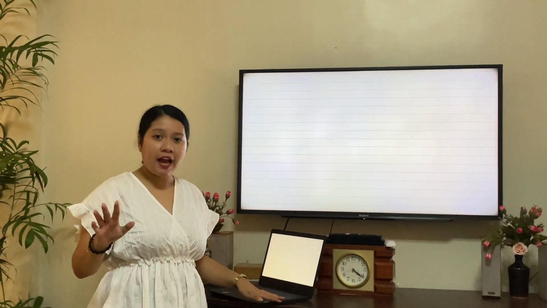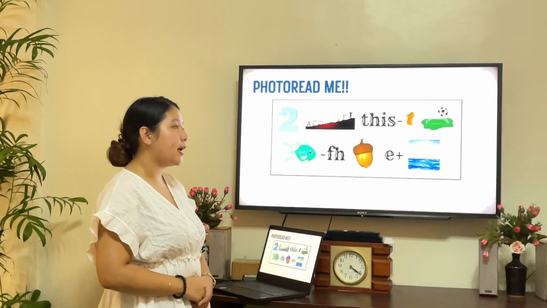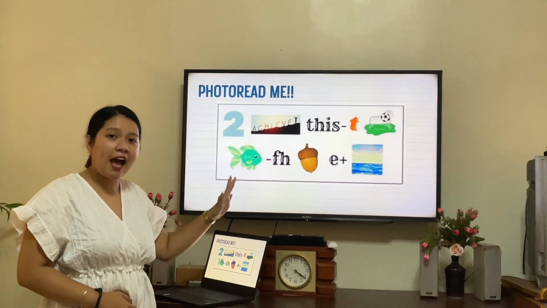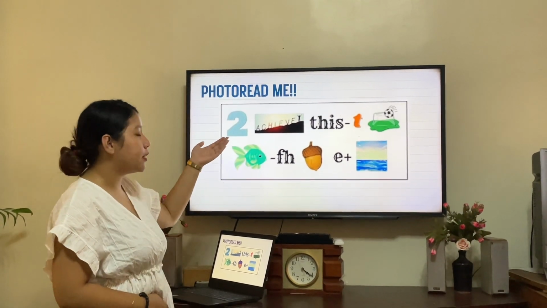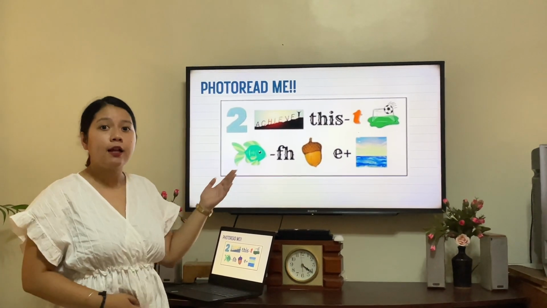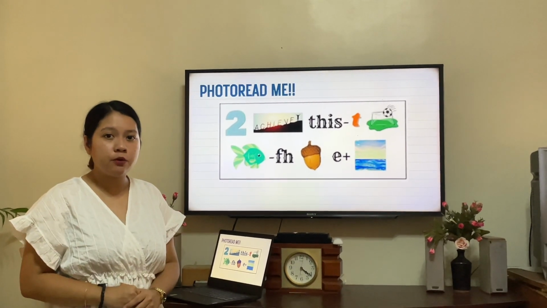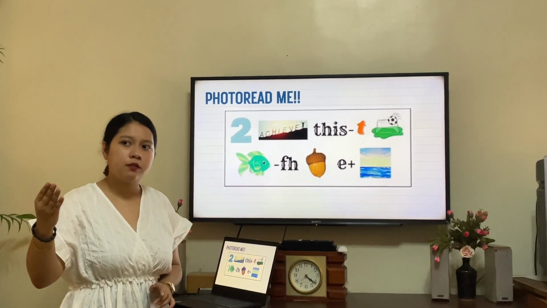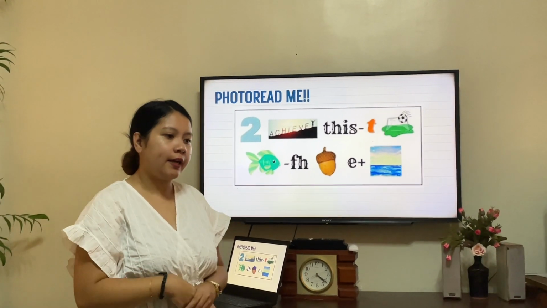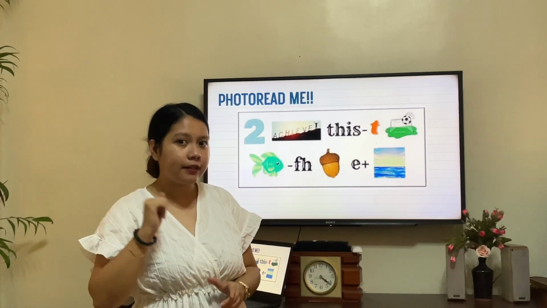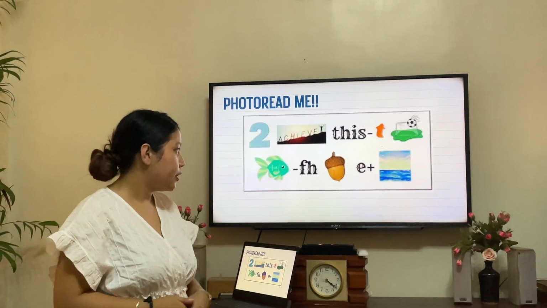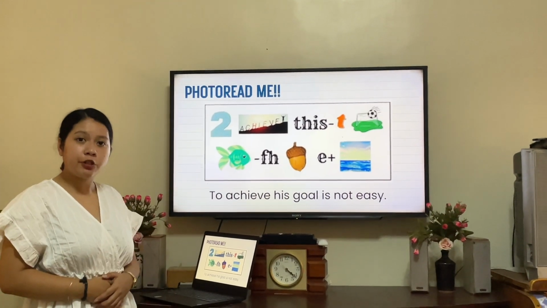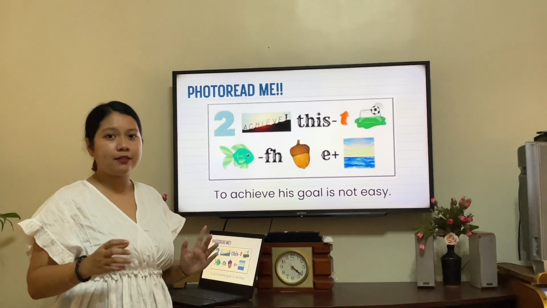But before that, let us have first our motivational activity entitled Photo Read Me. So, from this picture, you just have to decode these pictures, symbols, numbers, and letters that will serve as your cue to form a sentence. So, who can try this first picture? Okay. So let us see if your answer is correct. That is correct. To achieve his goal is not easy.